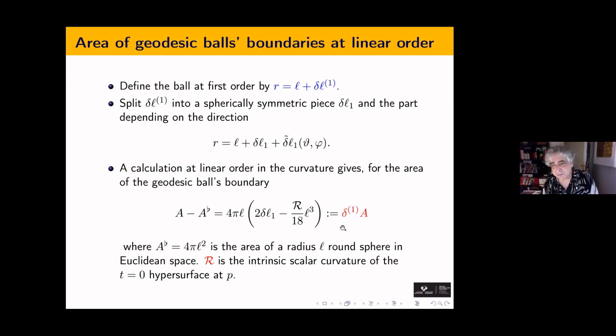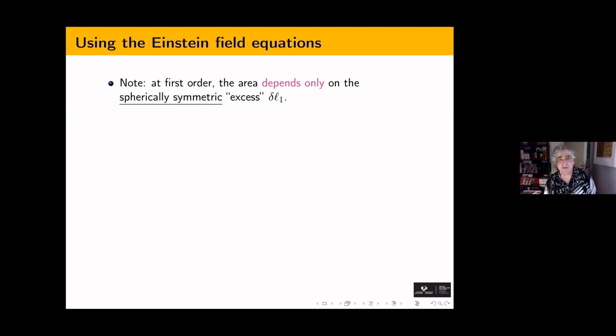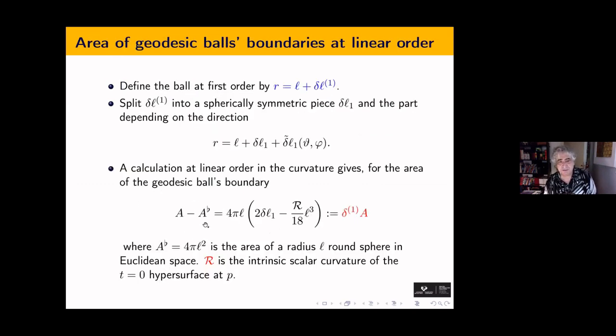Now I'm going to use this notation. So this will be called the first variation of the area. A very simple formula. Now, as you can see, at first order in the curvature, this part does not contribute. So only the spin zero part, the spherically symmetric perturbation, does. And then we can recover Feynman's interesting remark by keeping the area fixed to the flat space-time value, because then we get the formula for delta L1, just putting this to 0.